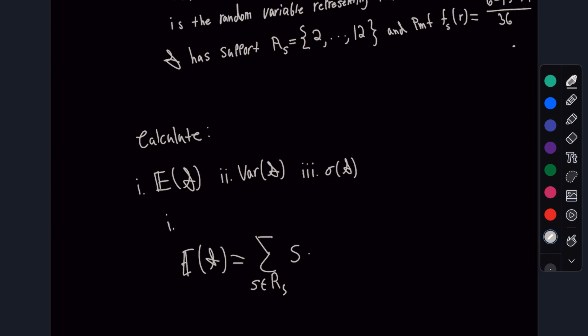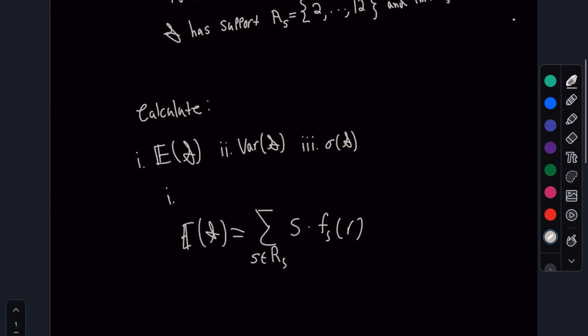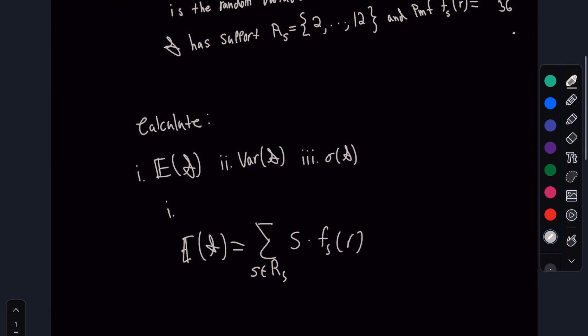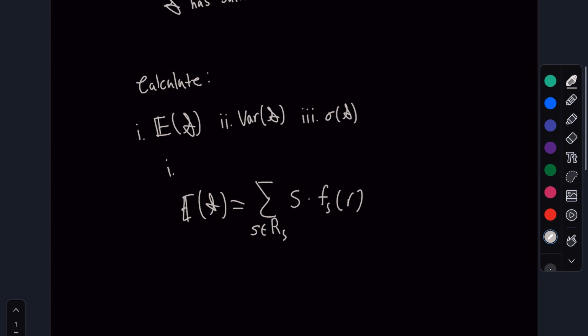So I'll just label that f_S. This is somewhat uninteresting, just algebraic calculating it out. So I will cut to me having worked that out.